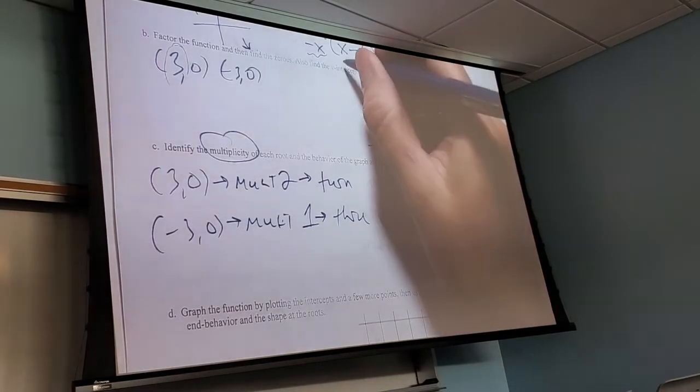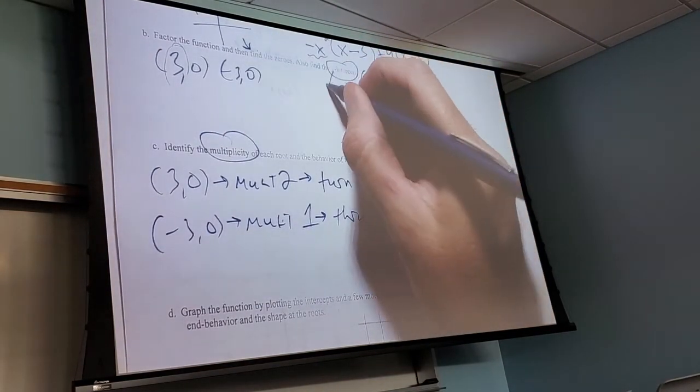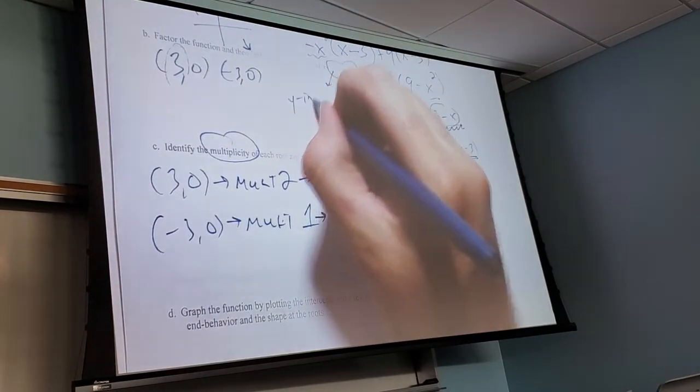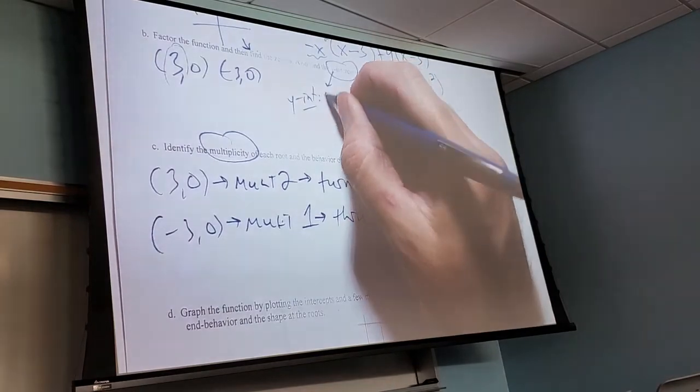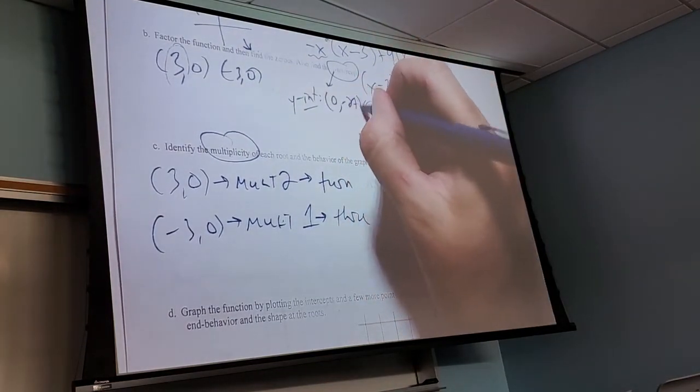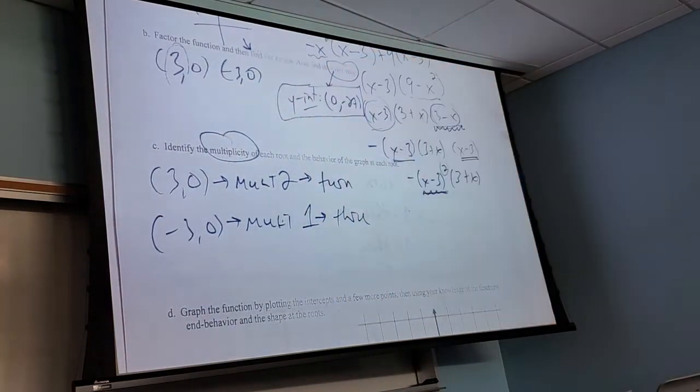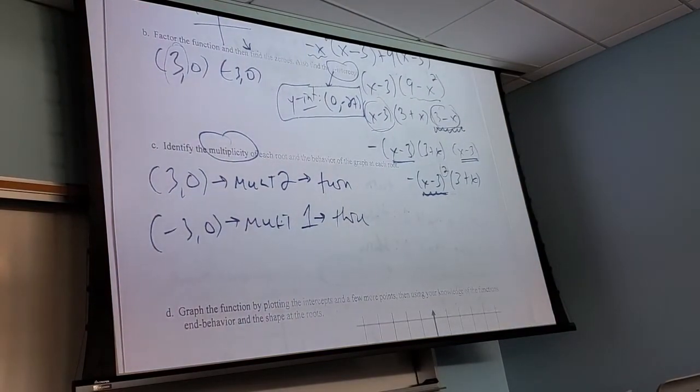What, did I miss? Yeah, what's the y-intercept? I finally gave us a y-intercept. It's easier to look at it from the beginning, right? Can't you just see what the y-intercept is here? 0, -27. Okay.